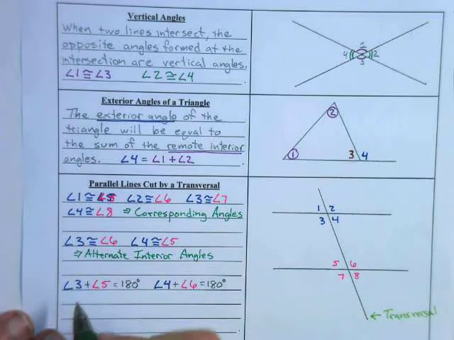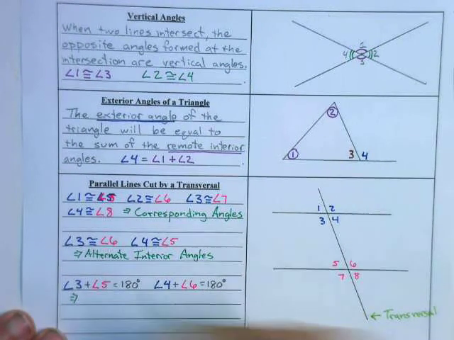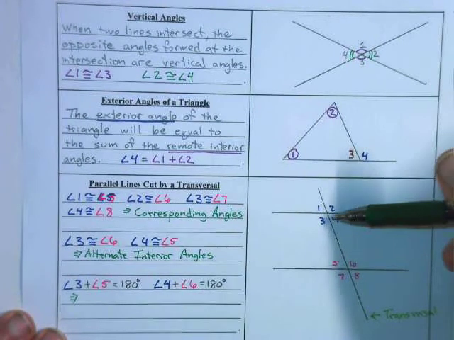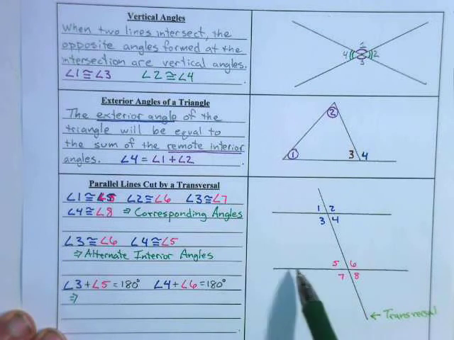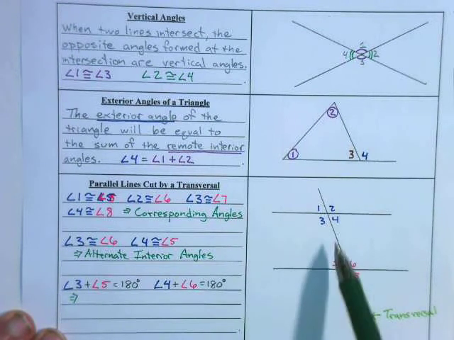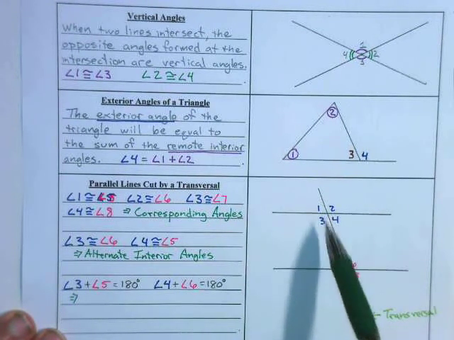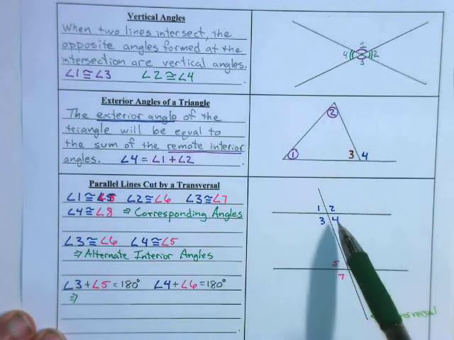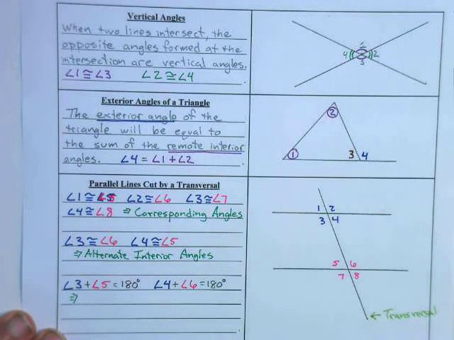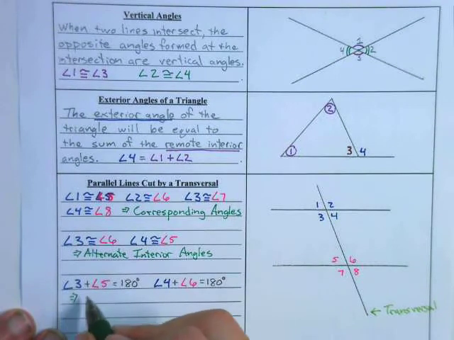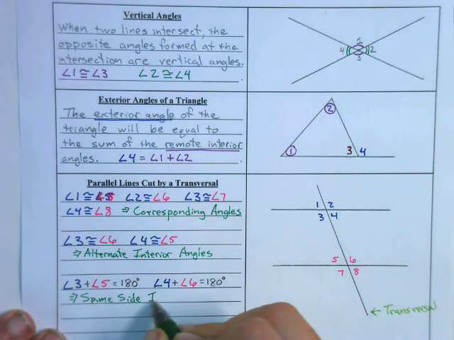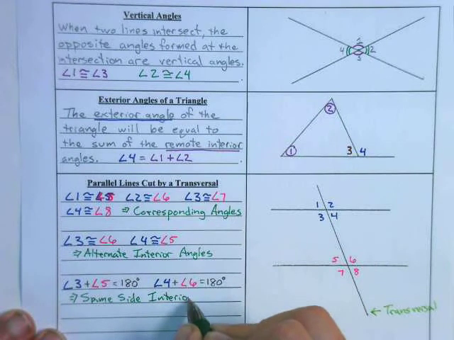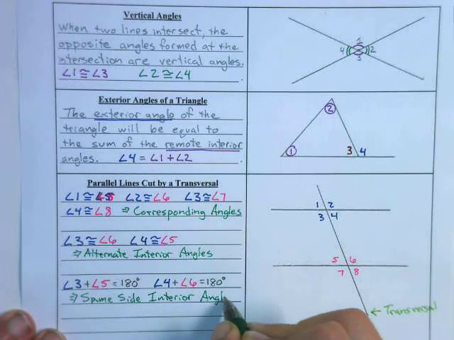These angles, if we look, they are inside, 3, 4, 5, and 6. They are inside of our parallel lines, but 3 and 5 are on the same side of the transversal, as well as 4 and 6. So these are called same side interior angles.